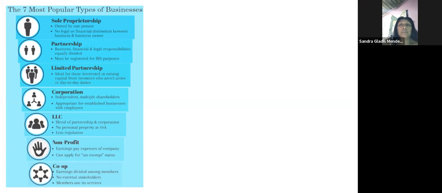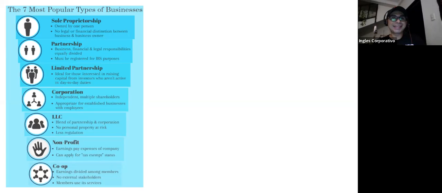Daily activities. Yeah, when it says investors who aren't active in day-to-day duties, it means that they don't go to the office every day. They don't do reports, they don't do anything like that. They just put the money.